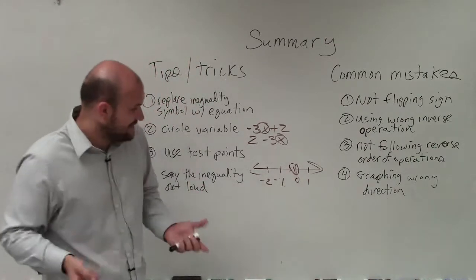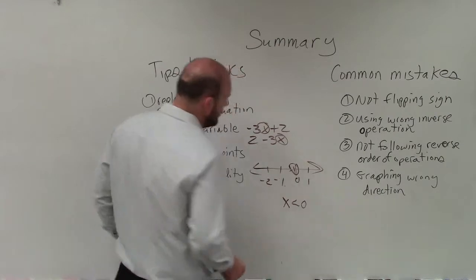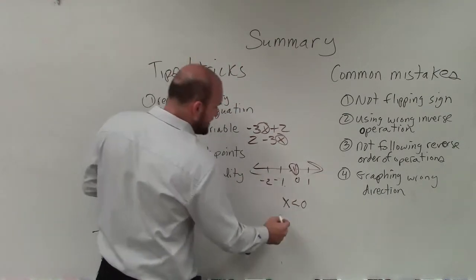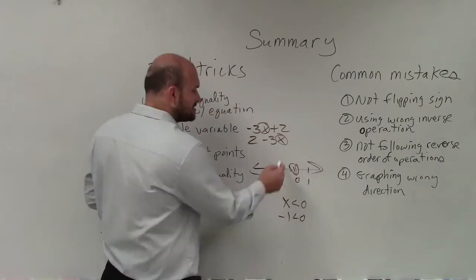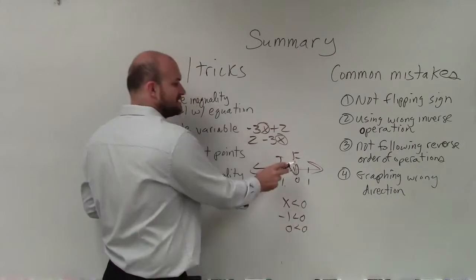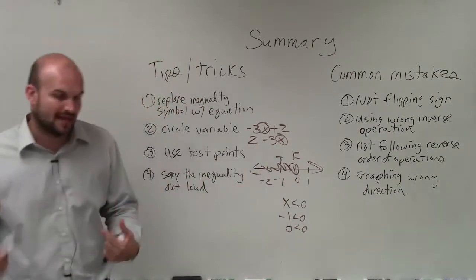If I'm going to use my test points, and I have an inequality that x is less than 0, what I need to do is plug in these points for x. So say negative 1 is less than 0. Is that true or false? That's true. Is 0 less than 0? No, that's false. So since it's false, I'm going to leave that open. Since that's true, I shade towards the left, all right?